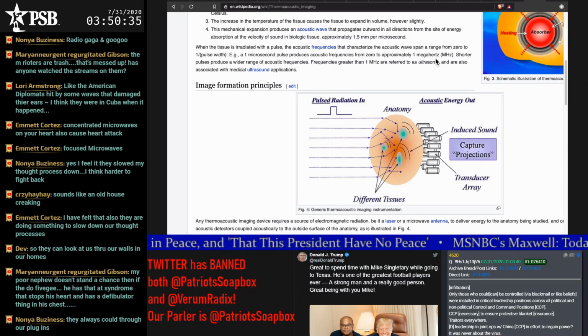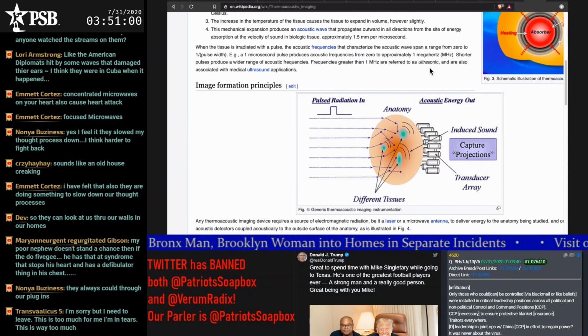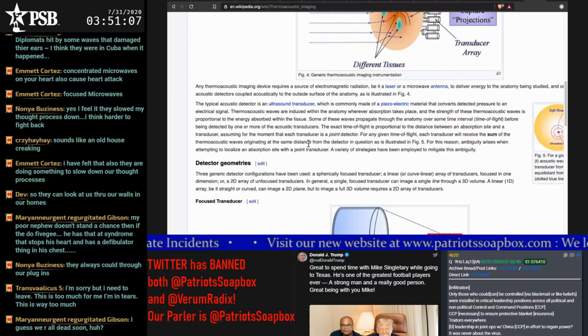is ultrasound. Shorter pulses produce a wider range of acoustic frequencies. Frequencies greater than 1 megahertz are referred to as ultrasonic. Now, that's probably specific to the medical field, but when you're dealing with audio frequencies, 20 kilohertz is the upper end of audible hearing, and anything over 20 kilohertz is ultrasound. They're saying here that frequencies greater than 1 megahertz are referred to as ultrasonic and are also associated with medical ultrasound applications.